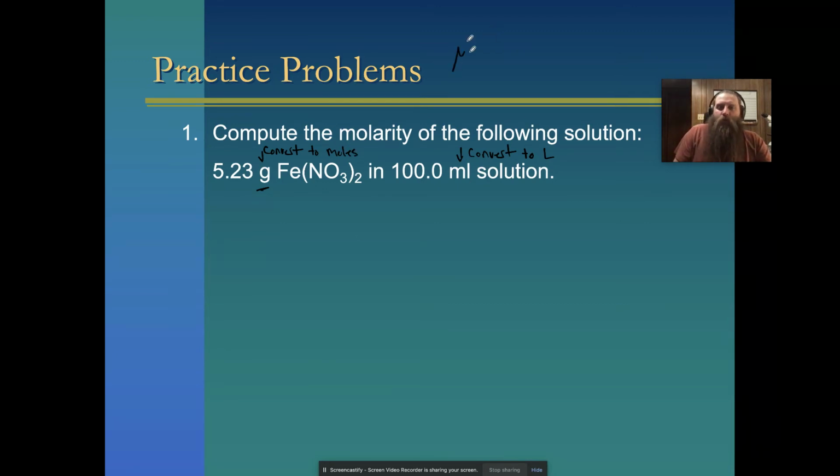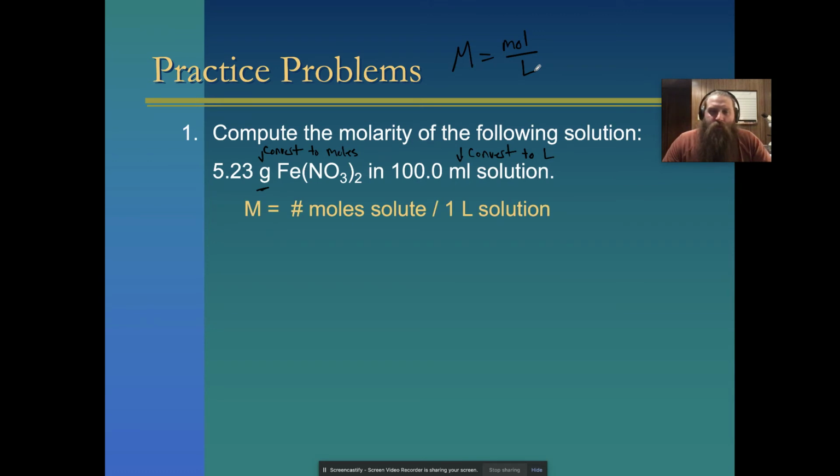Because remember, molarity is moles over liters, right? We know the formula. Just plug in the right things. If you don't have the right things, you need to convert to get the right things. So we got to make sure we have moles and liters. So we know that molarity is moles of solute divided by our 1 liter solution.